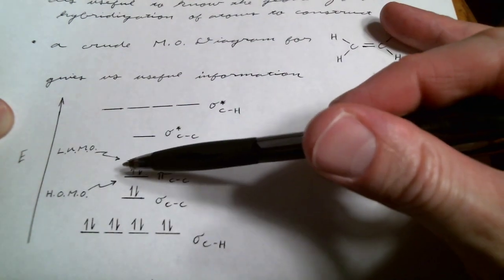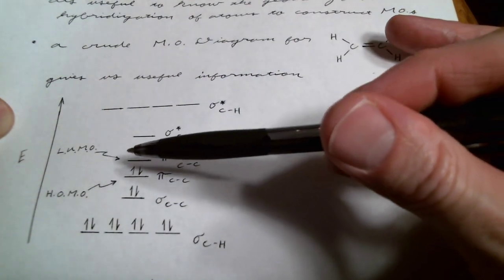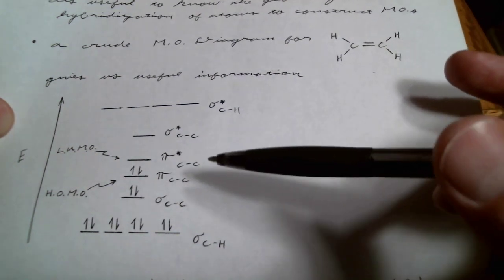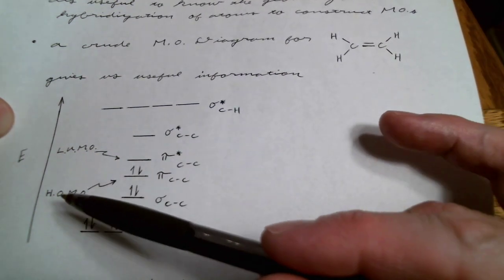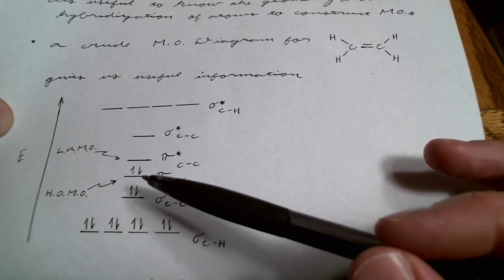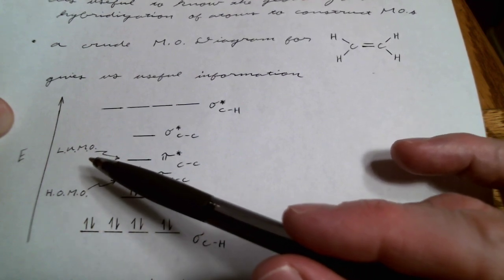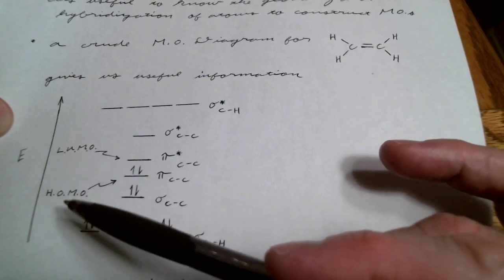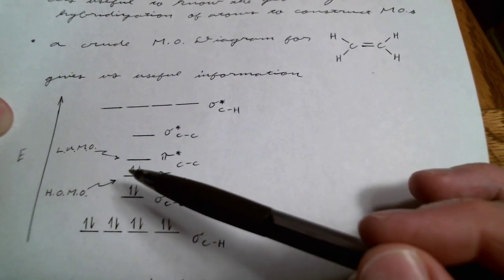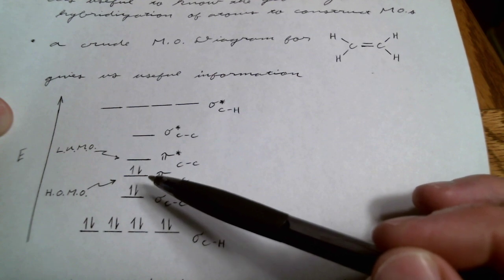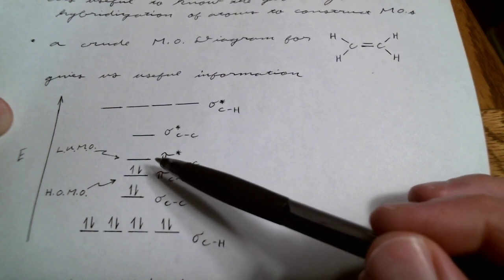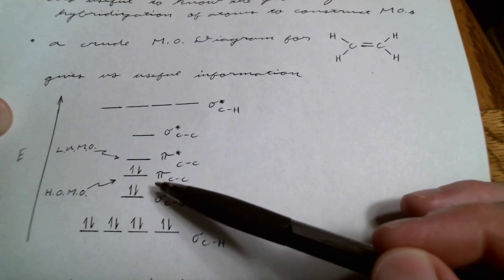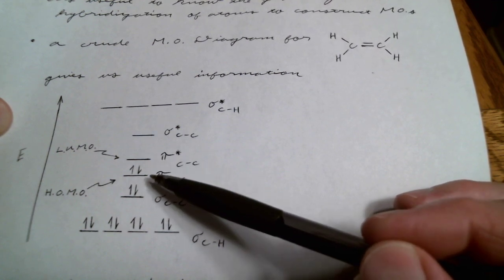The important part of this diagram, the central part that we like to take note of, is something called the highest occupied molecular orbital, the HOMO, and the lowest unoccupied molecular orbital, the LUMO. Highest in what and lowest in what? Well, highest in energy. This is the highest in energy occupied molecular orbital, and that's the lowest in energy unoccupied molecular orbital. Why are these important?